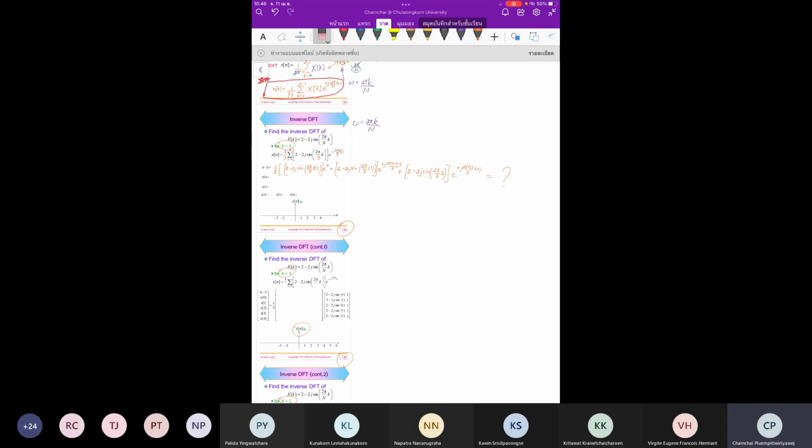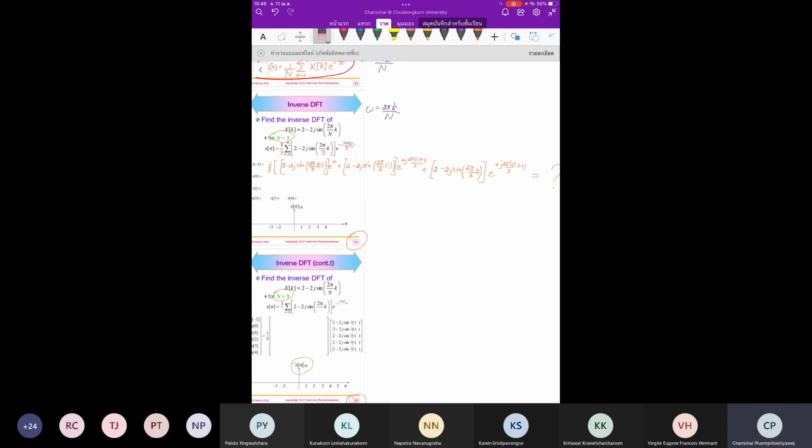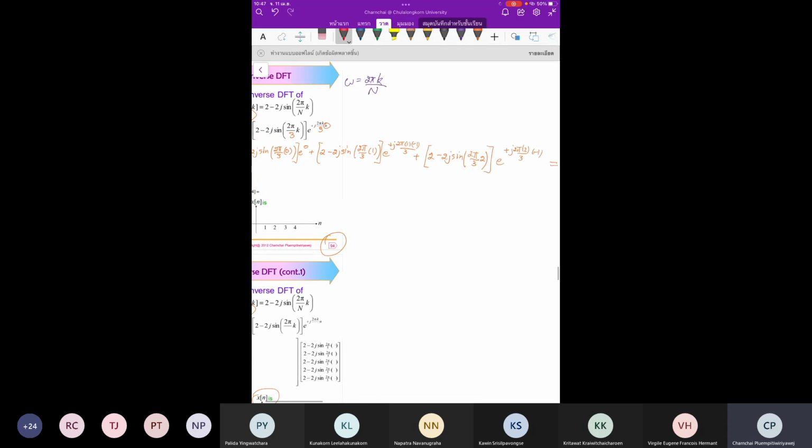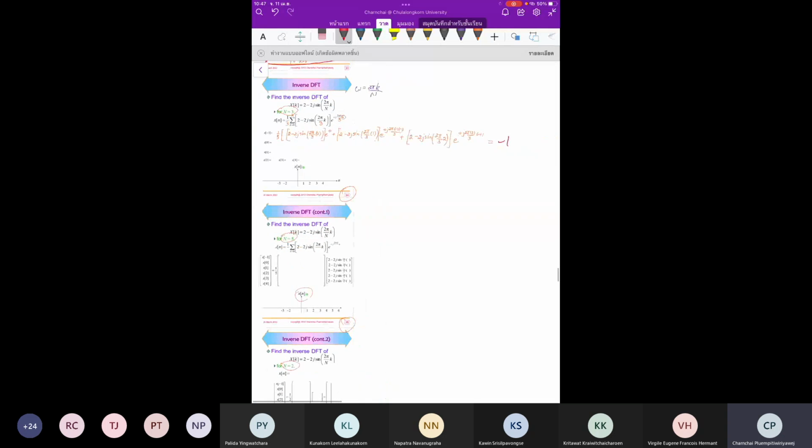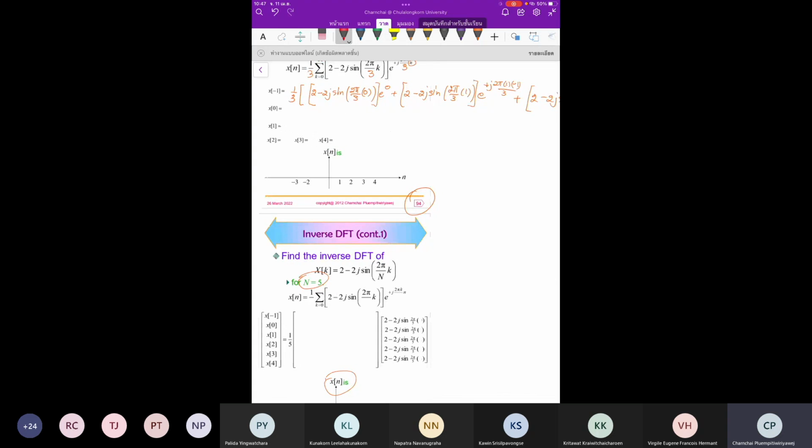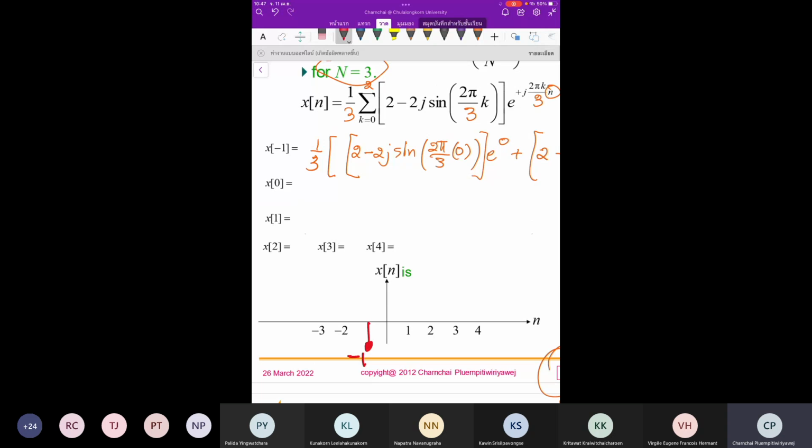Okay, what's the first value you have? Anyone? We got -1, right? So the first value is -1. So we got this: x at -1 is -1. How about x at zero? Same here. You plug in the numbers.